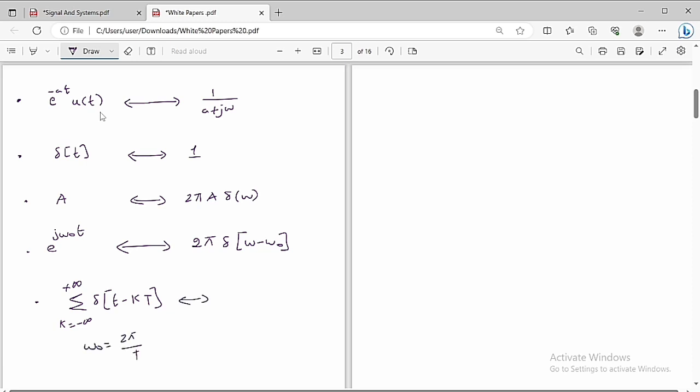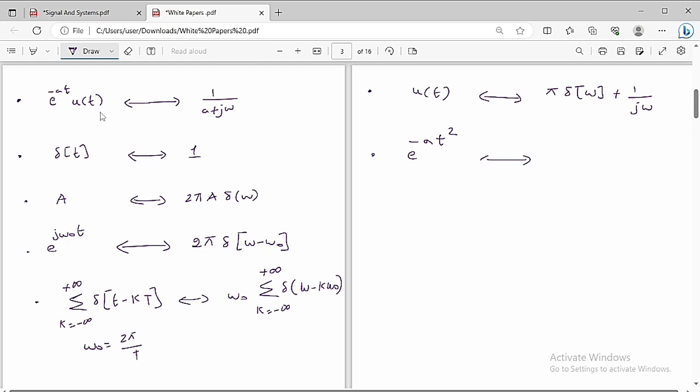For this, the Fourier transform is omega naught into sigma k equal to minus infinity to plus infinity delta of omega minus k omega naught. And finally, here I am writing the important Fourier transform formulas. For u of t, the Fourier transform is pi into delta of omega plus 1 by j omega. And one more important formula: e to the power of minus a t square, for which the Fourier transform is root over pi by a into e to the power of minus omega square by 4a.